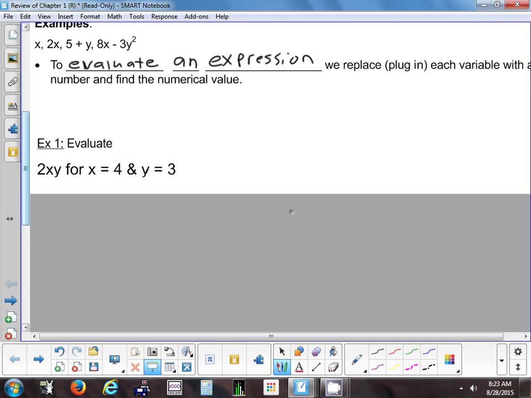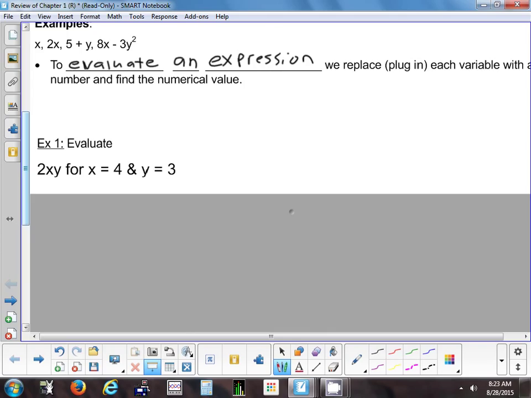All right, let's look at what this one says. Evaluate 2 times x times y. What's the first thing you have to do if you're going to evaluate that? Before we can even start doing times, what do we got to do first? What does it say to do on this step right here? How do you evaluate an expression?